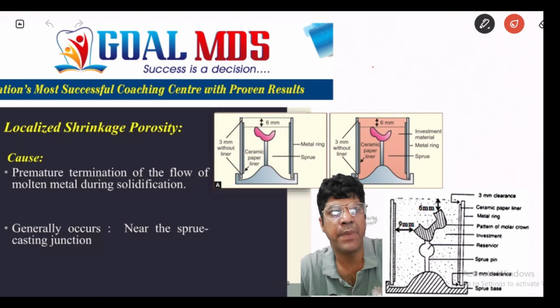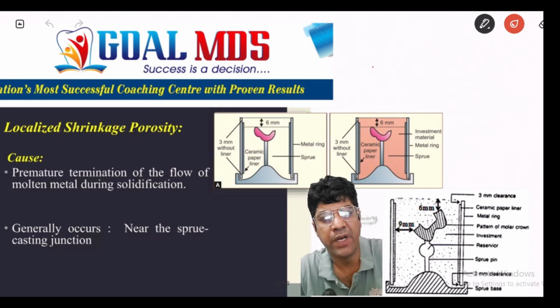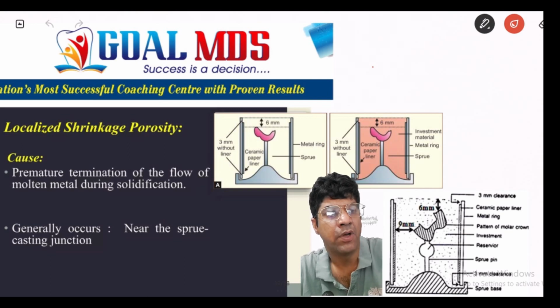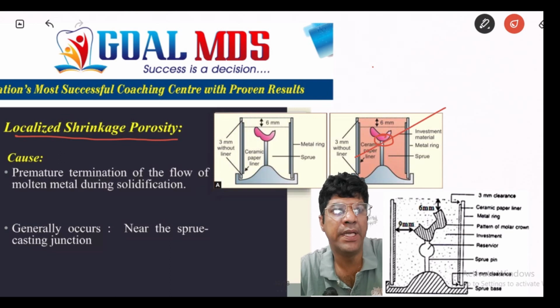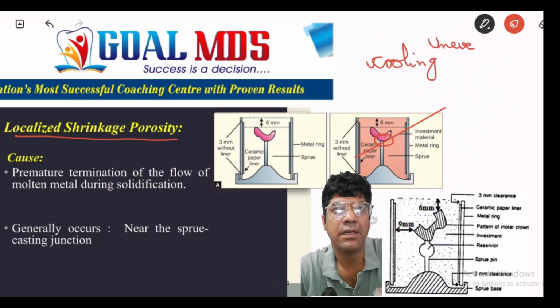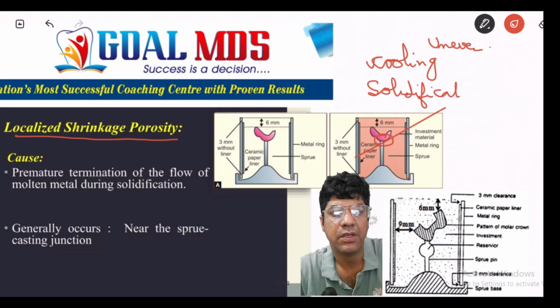Coming back to the porosities that we were discussing, the solid porosities include localized shrinkage porosity. Remember, localized shrinkage porosity generally occurs near the sprue casting junction. That occurs due to uneven cooling or solidification of molten metal as it enters the mold.